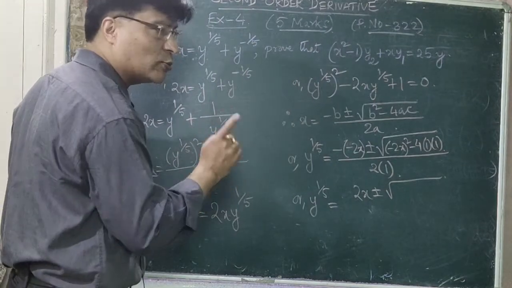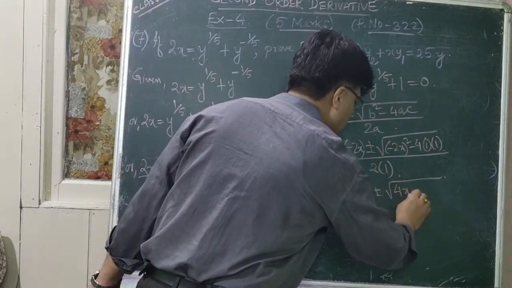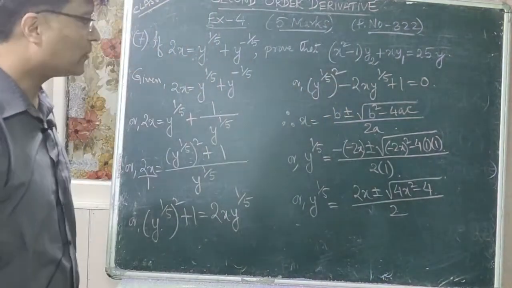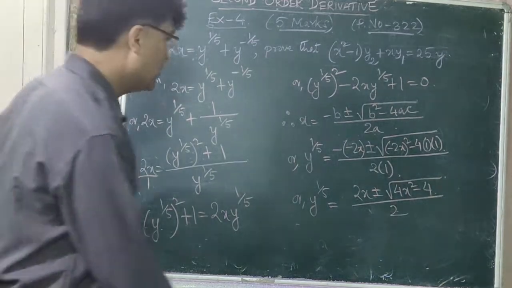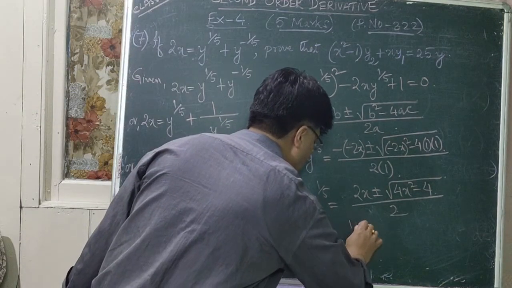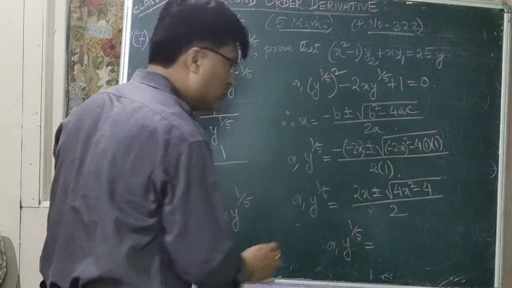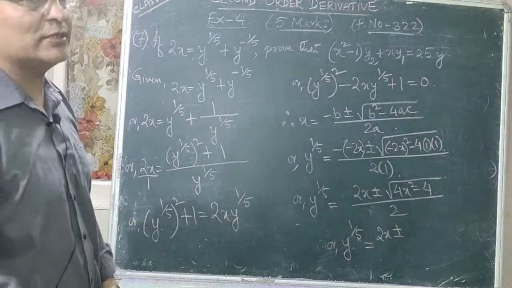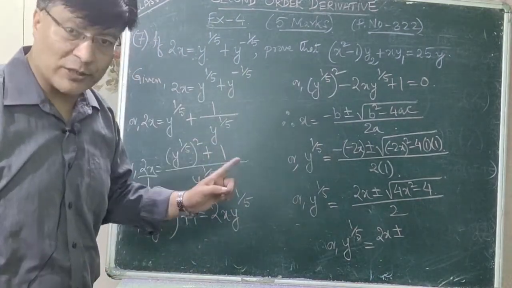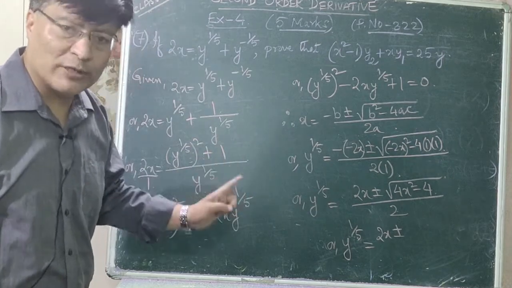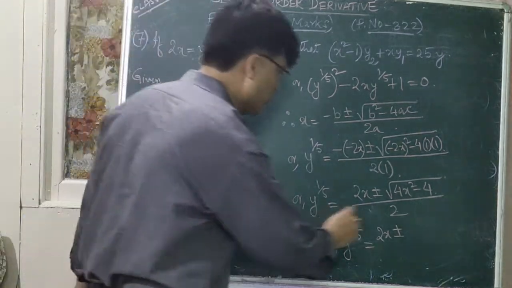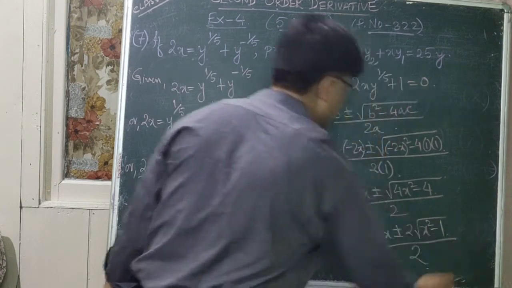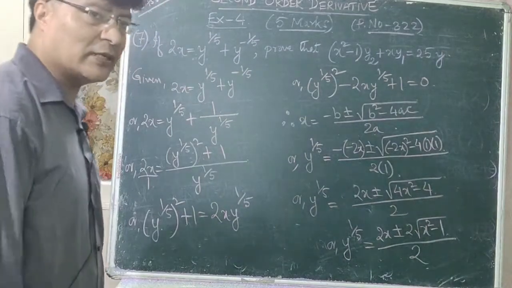Okay, so plus minus, what is minus 2x whole square? It is 4x square minus 4 whole divided by 2. So I think you have understood it. Or this is your y to the power 1 by 5 is equal to 2x plus minus, now you can simplify the expression within the square root. So what is common here? 4 is common. So within the square root 4 is common. What is the square root of 4? It is 2. 2 root over x square minus 1, this whole divided by 2. So I think you have understood it.